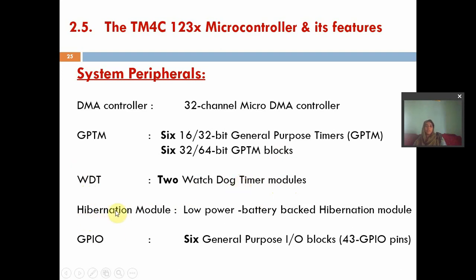Next one is very important, the hibernation module. It is meant for low power and battery backup. And we have GPIOs, general purpose IO blocks, and 32 pins are allotted for GPIOs, and we have 6 general purpose IO blocks.